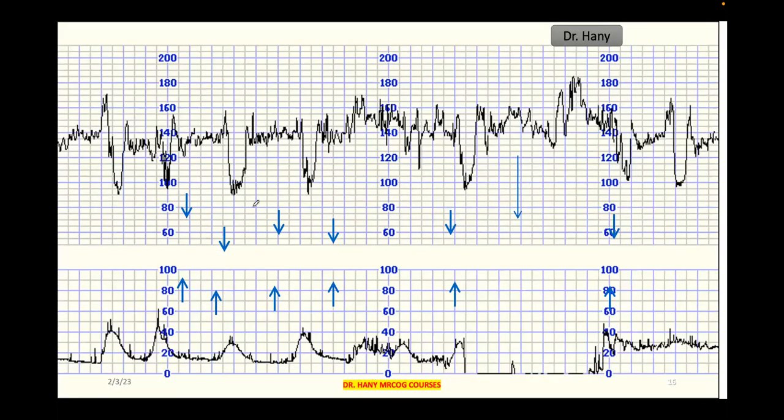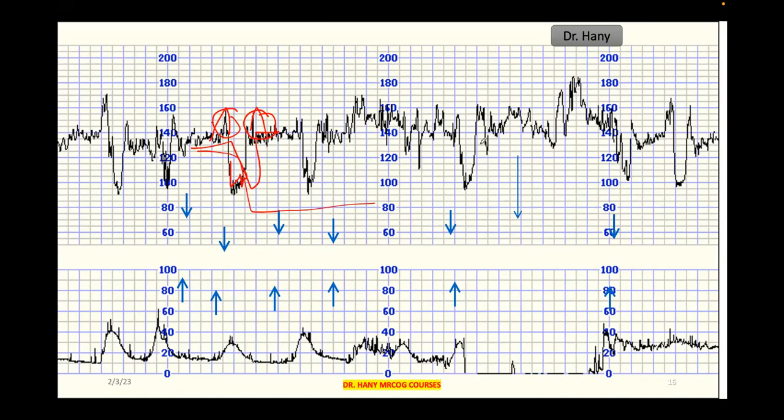This is the decelerations. These are variable decelerations. Why? It's a V shape. This is a shoulder, with acceleration before and after. This is the V shape, variable decelerations with variability in the decelerations. Concerning characters: if variability is absent, if it does not recover, or continues at a lower pace, all these are concerning characters. So this is a variable deceleration.